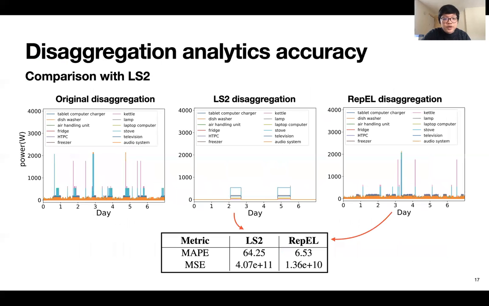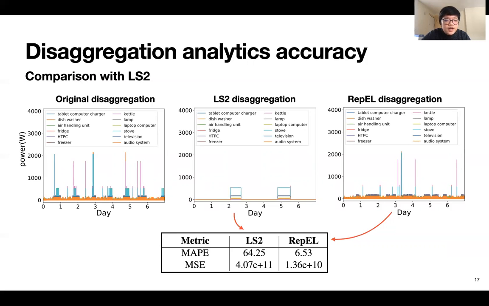Next, we compare RepEL with lazy stepping algorithm or LS2, which is a data obfuscation technique for smart meters. We use non-intrusive load monitoring toolkits to disaggregate the data. This disaggregation allows us to see the breakdown as shown in the graph on the left-hand side, where the x-axis is the day and the y-axis is the power. We can see that LS2 in the middle flattens everything and almost destroys all utility information along the way, while our RepEL on the right-hand side can still preserve the utility.